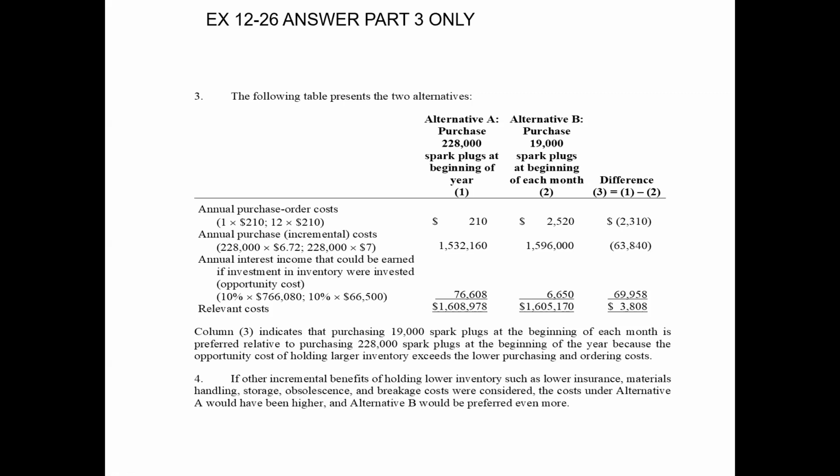So what does column 3 indicate? Column 3 indicates that purchasing 19,000 spark plugs at the beginning of each month is preferred relative to the 228,000 spark plugs at the beginning of the year, because the opportunity cost of holding larger inventory exceeds the lower purchasing and ordering cost. So because they can get a good return on their assets at 10%, it throws the preference in this case to buying them in 12 separate orders.